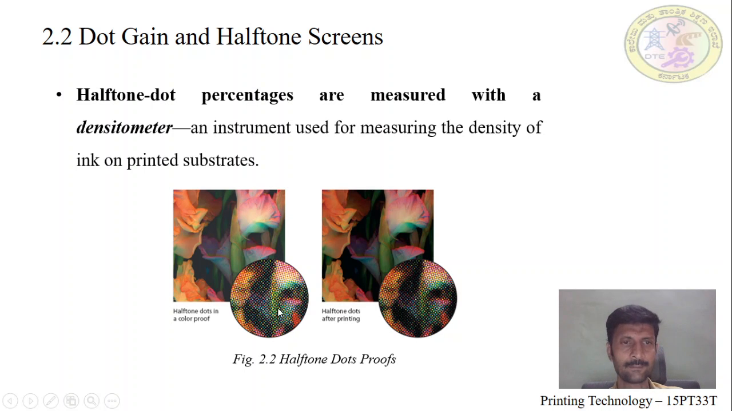In the diagram, this is the color proof of a photograph. There are no halftone dots. The continuous tone is converted into a color proof taken on an inkjet printer or a high-end digital printer. This is the actual printing taking place with the help of a printing press to produce the halftone dots.